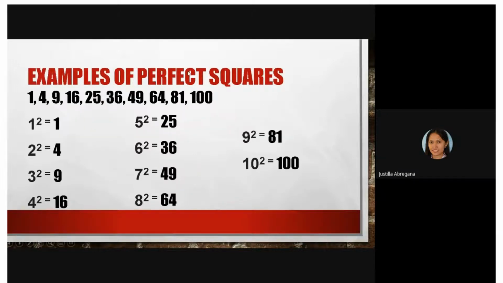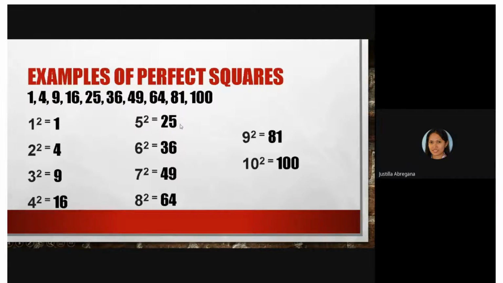Okay, these are examples of perfect squares. Here we have the perfect squares. 1 squared is 1, so therefore 1 is a perfect square. Next, 2 squared is 4, so therefore 4 is a perfect square. 3 squared is 9. 4 squared is 16. And 5 squared is 25.